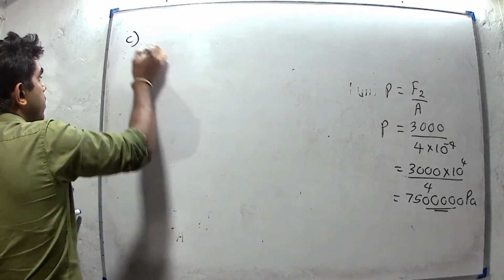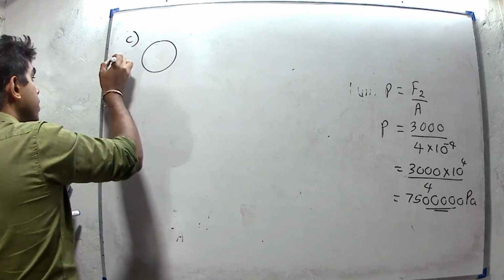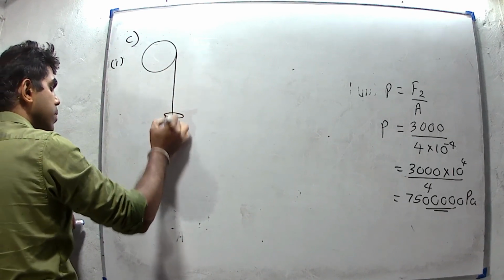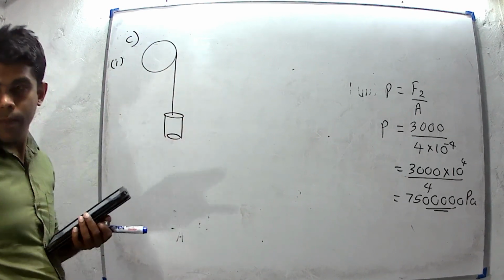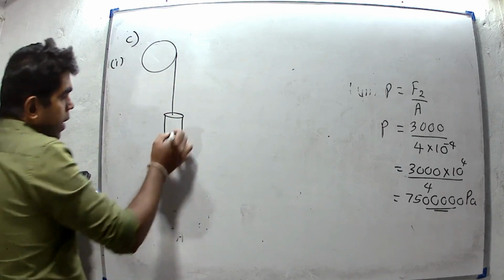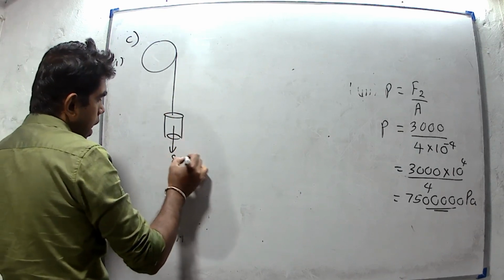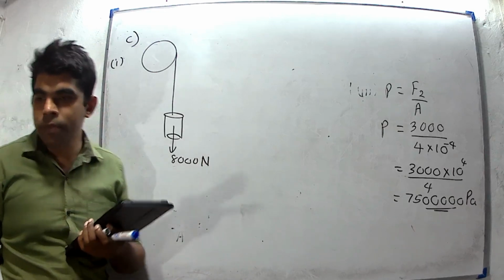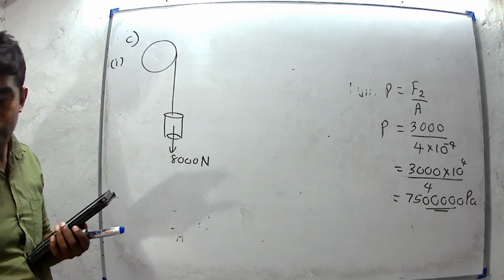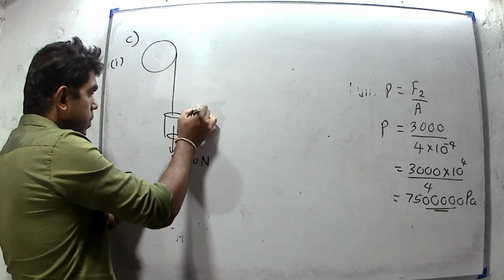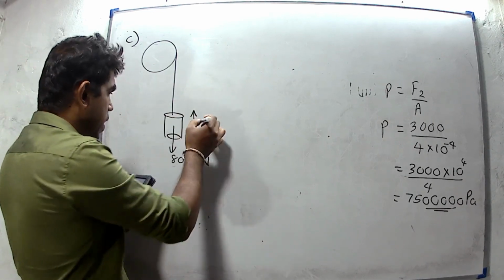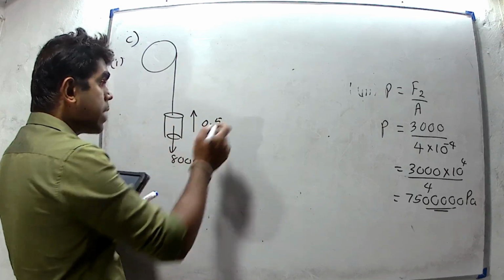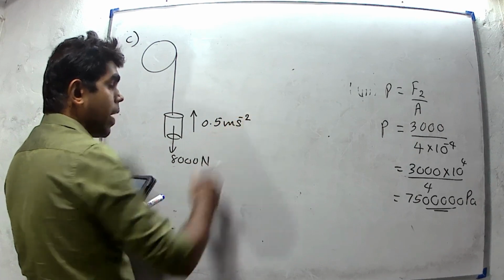Now I will draw the pulley and cylinder. We know that the weight of the cylinder is 8000 newtons. The mass is 800 kilograms, and we have to use the force 8000 newtons. And it is moving in the upward direction with a constant linear acceleration of 0.5 m s minus 2.